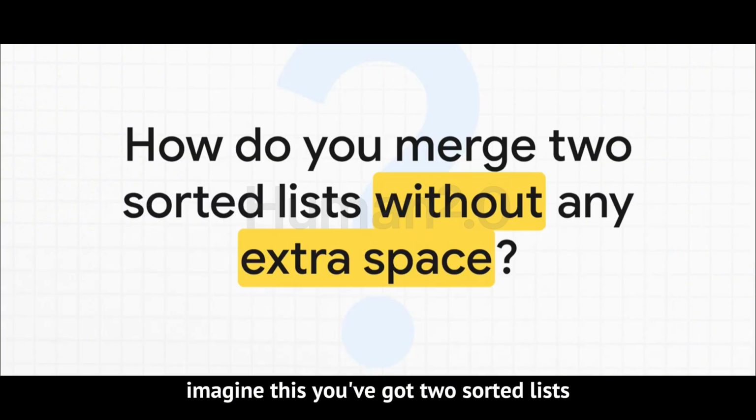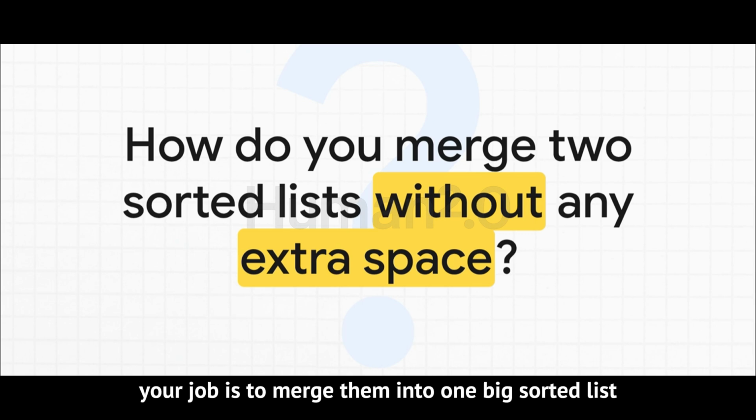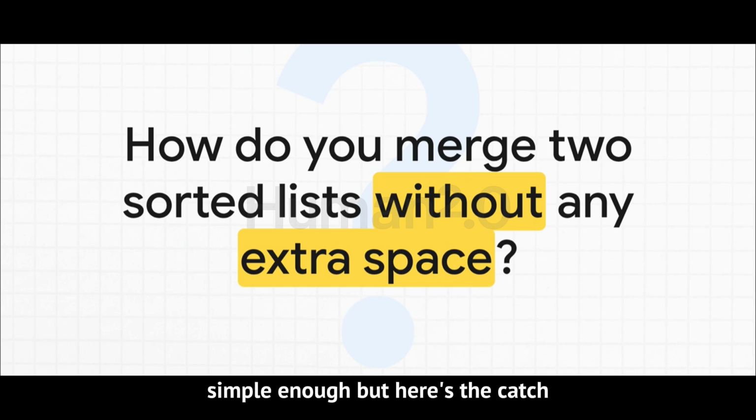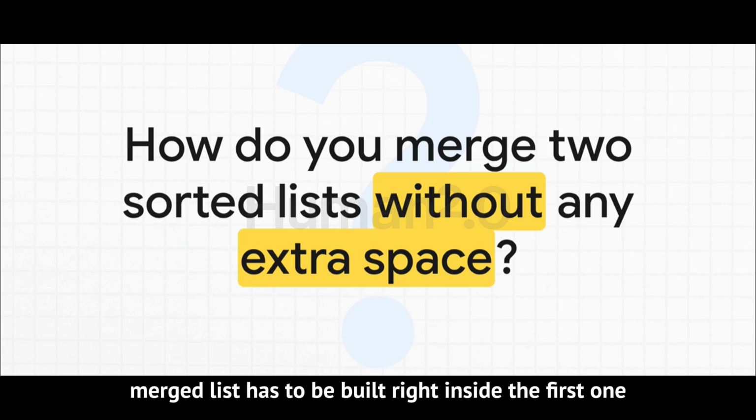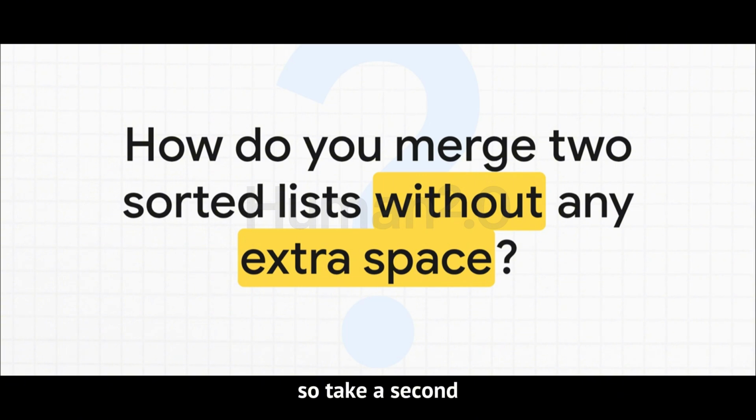Imagine this. You've got two sorted lists. Your job is to merge them into one big sorted list. Simple enough. But here's the catch. You can't use any extra space. No new arrays allowed. The final merged list has to be built right inside the first one. So, take a second. How would you even begin to tackle that?